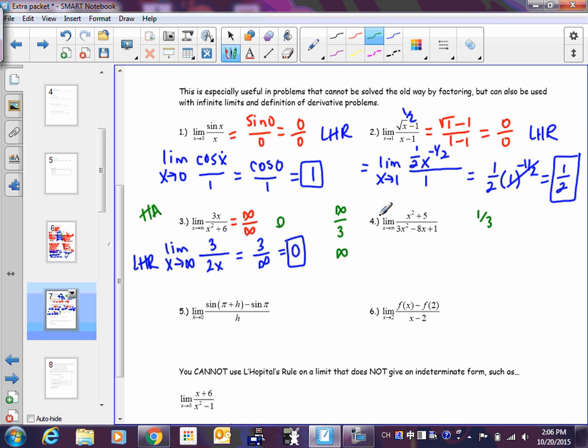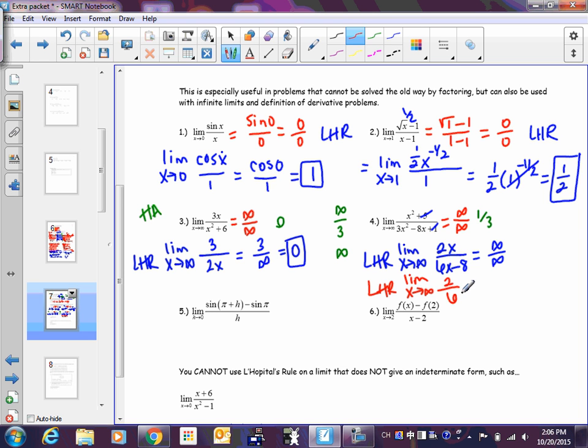Well, in number 4, we have a different scenario. So we get infinity over infinity. We do L'Hopital's rule. So we go limit as x approaches infinity, and then we go 2x over 6x minus 8. Hopefully this is showing you why that stuff doesn't matter in these problems. And we plug in infinity and I get infinity over infinity again, which really just means, hey, do L'Hopital's rule again. Sometimes you have to repeat the process.